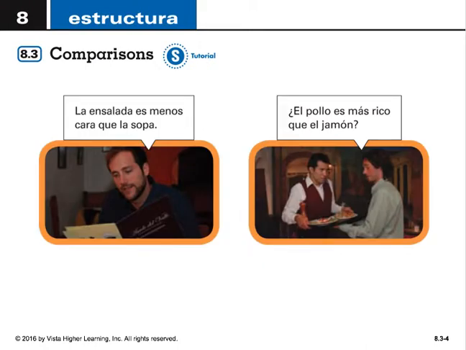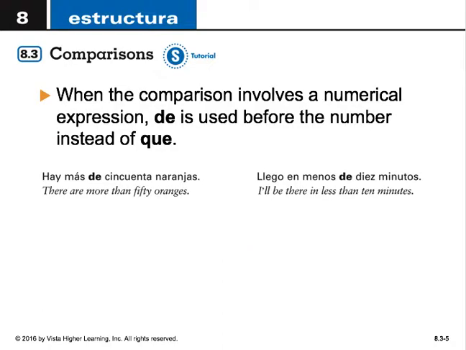Otro ejemplo, la ensalada es menos cara que la sopa. Salad is less expensive than the soup. We might say in English cheaper, but as I said, the whole cheap, cheaper, cheapest doesn't exist in Spanish. It's an English function. El pollo es más rico que el jamón. Is the chicken better than the jamón?